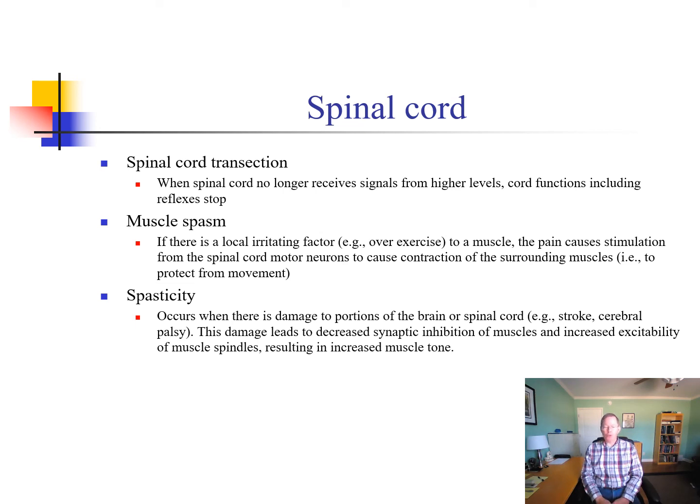Another thing that you may have seen are people that have had strokes in the past where part of their brain has died, or cerebral palsy, where there is what we call spasticity, and there's damage to the brain or to the spinal cord, and that damage leads to a decrease in the synaptic inhibition of those muscles, and they're more excitable. And so the muscle spindles are more excitable, and so you get increased muscle tone and a less fluid type of movement.